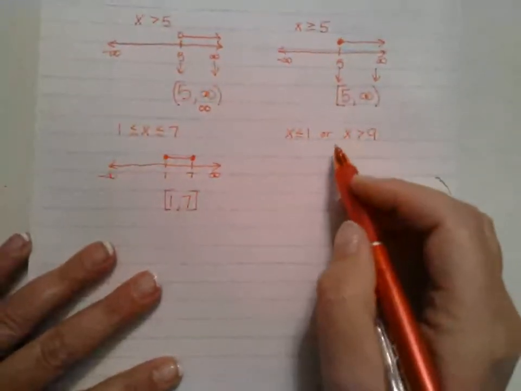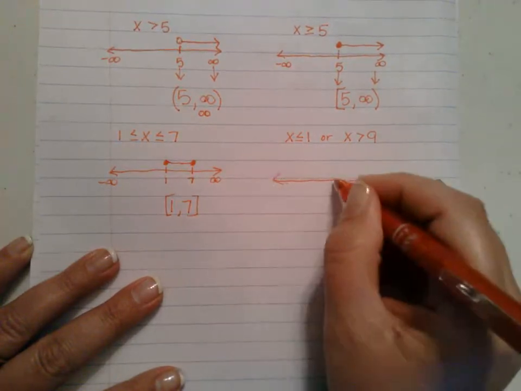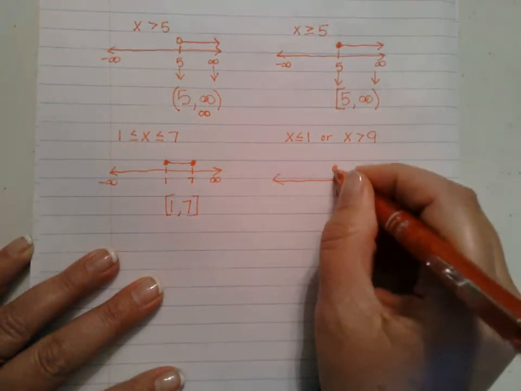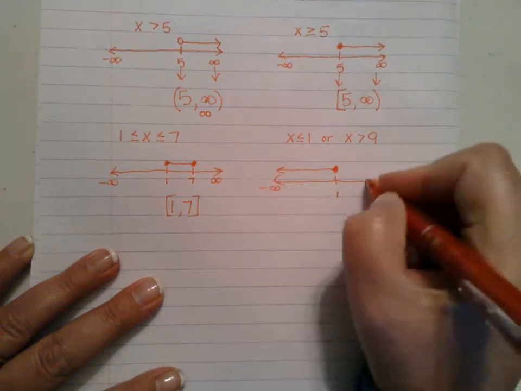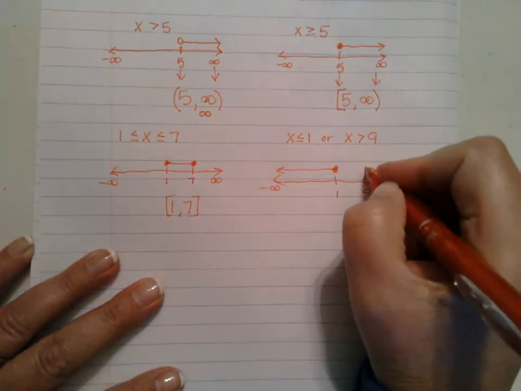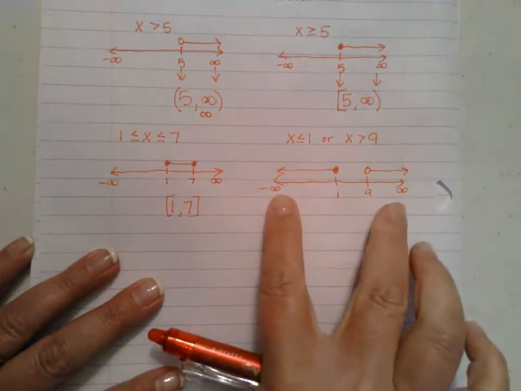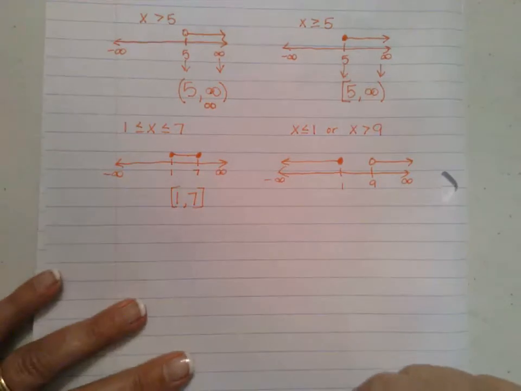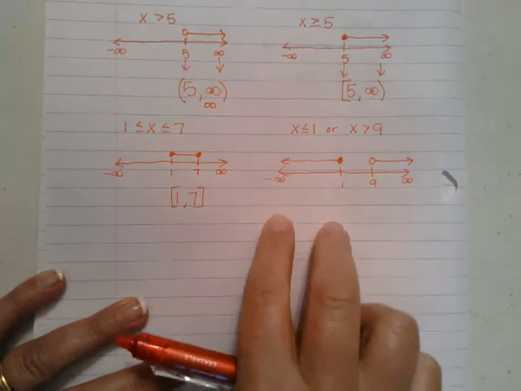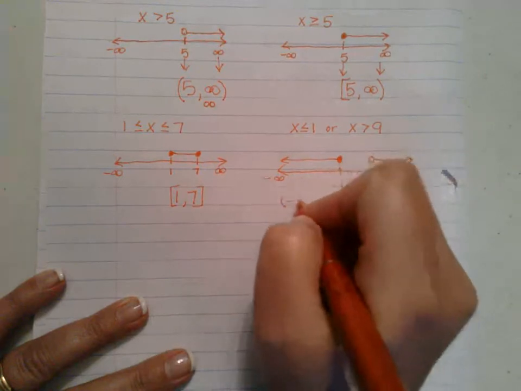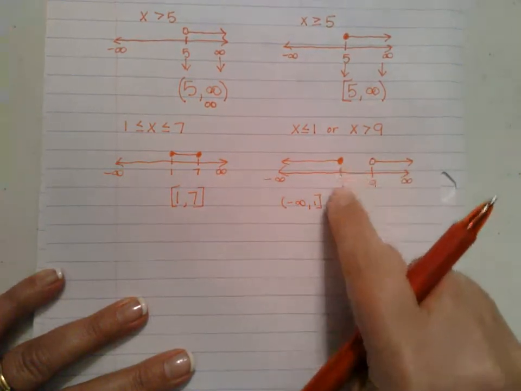Okay, now what about this one here that has two parts to the answer? So here's one, it's everything less than or equal to one. Here's nine, it's everything greater than nine, so it's an open circle there. I have also included my negative infinity and positive infinity. And since this section has these two numbers, I pull those down, negative infinity to one. It's including the one though.